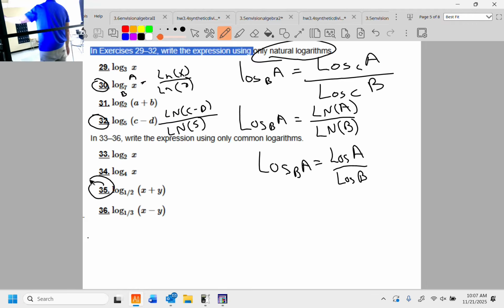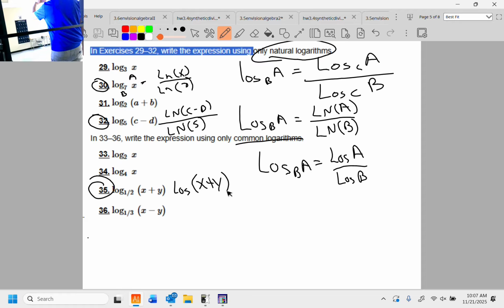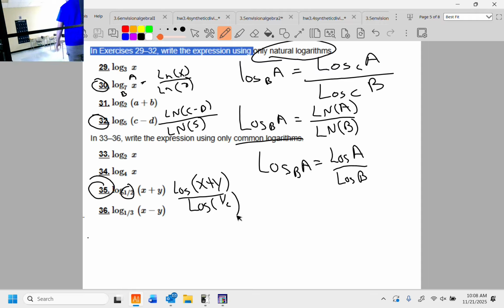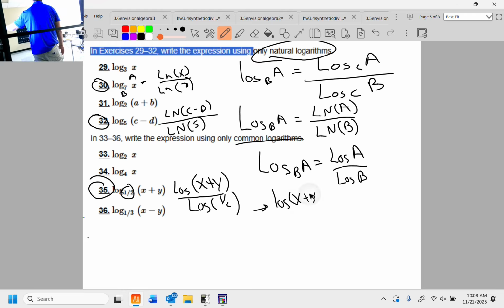The goal is to make it a common log, which is a log base 10. So what goes in the numerator? I want to say x plus y. Yep. What's high stays high. X plus y is higher, because we call the one a subscript. What's high stays high, and what's low stays low. If you really want to be super fancy or special, you rewrite the bottom like this.